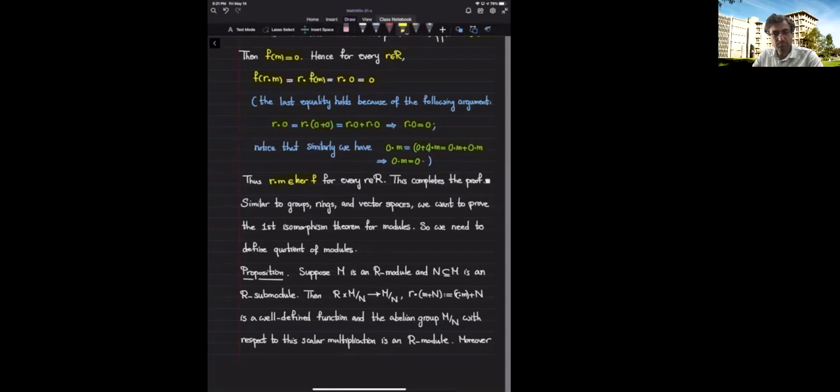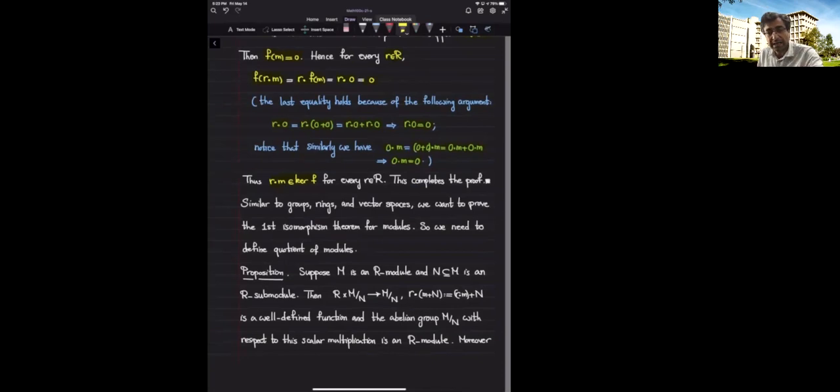Now we want to prove the same result for modules. But even before stating the first isomorphism theorem for modules, I need to define quotient of modules. If you remember, for the first isomorphism theorem, we want to show that the domain modded out by the kernel is isomorphic to the image. So I need to say what it means to mod out a module by another one. I need to define quotient of modules. So in the next proposition, we are going to define quotient of modules.